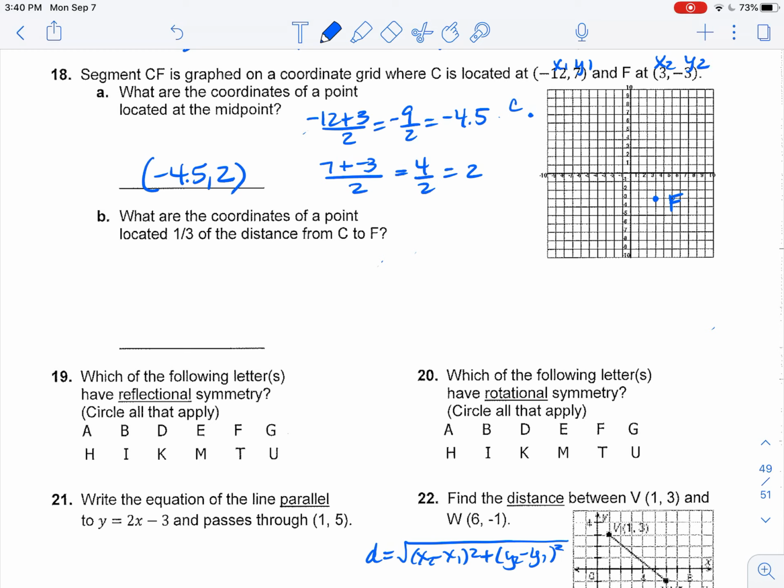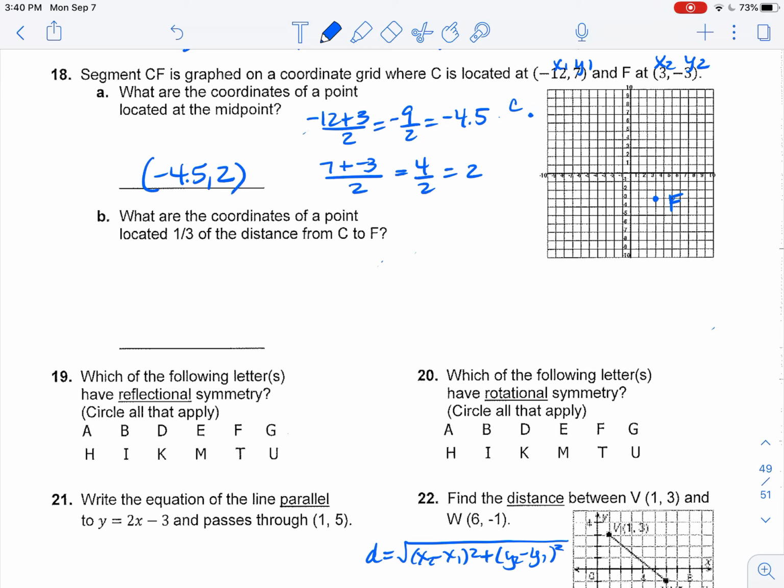Point B, what are the coordinates of a point located a third the distance from C to F? Okay, so we need to find the x distance and then the y distance, multiply it by that ratio, by that fraction, and then add it to the first coordinate. So it sounds like a lot, but it's really not too bad. All right, so I want the x distance from C to F. So let's take the x from the F, which is 3, minus the x from the C, which is -12.